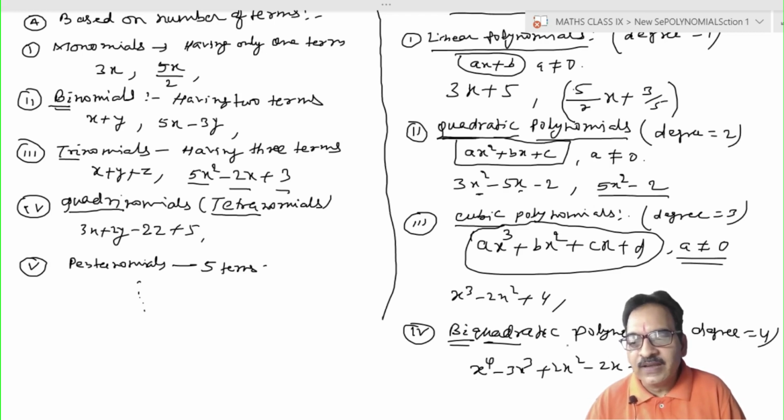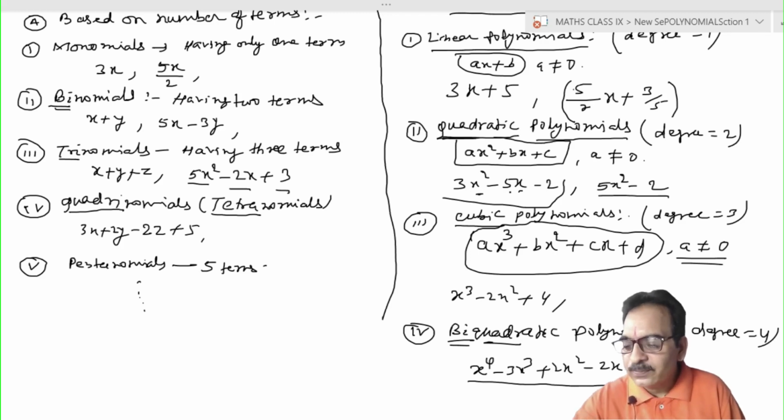Actually, we can define the types on the basis of this same example. On the basis of number of terms, this is a pentanomial because 1, 2, 3, 4, 5 terms. And the degree's maximum power is 4, so it is biquadratic. Here you will see this example. Here 1, 2, 3 terms. On the basis of number of terms, this is a trinomial. But on the basis of degree, this is your cubic.